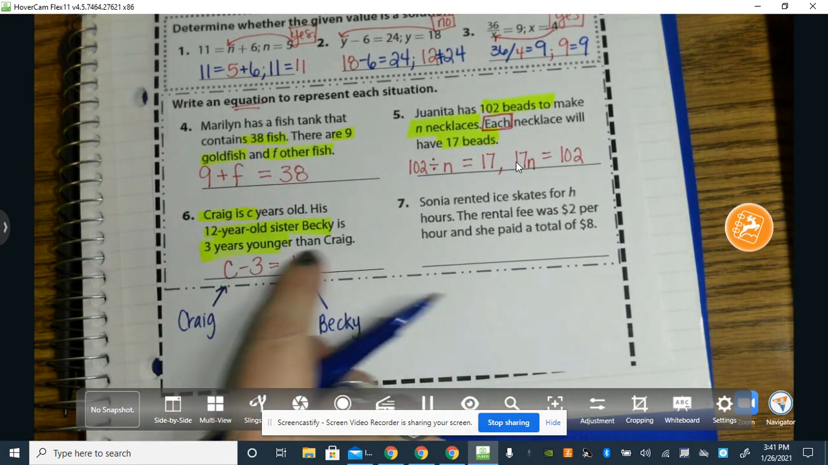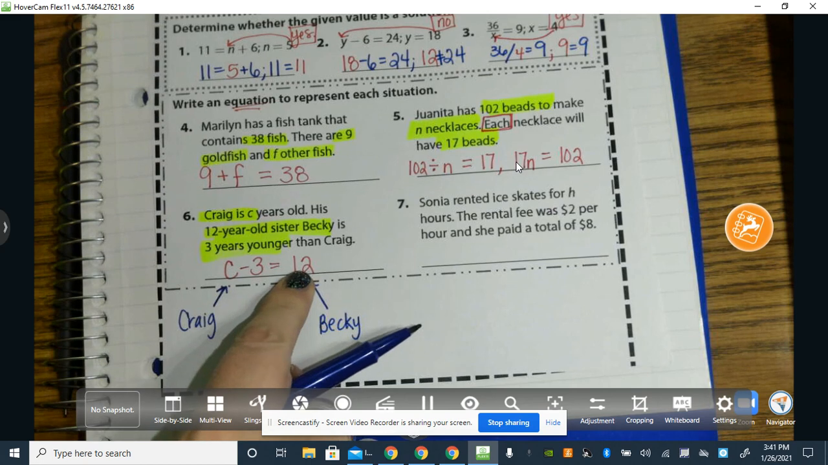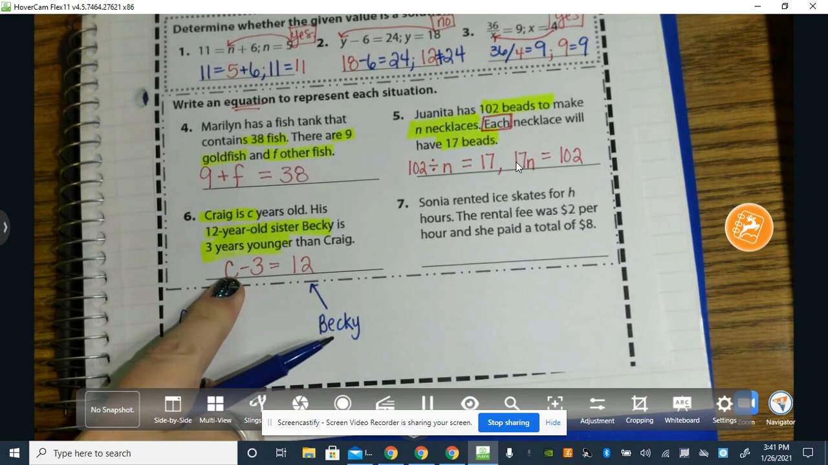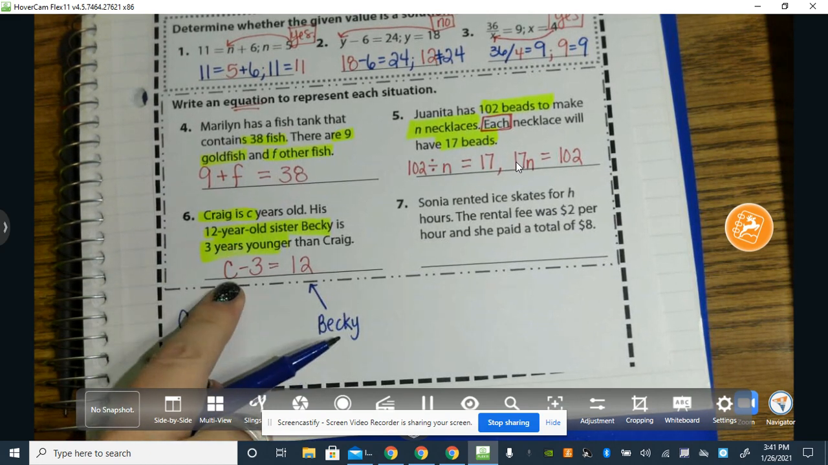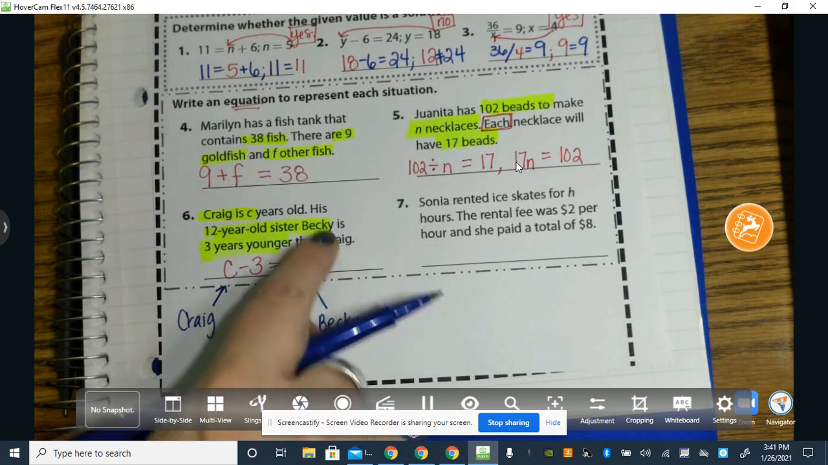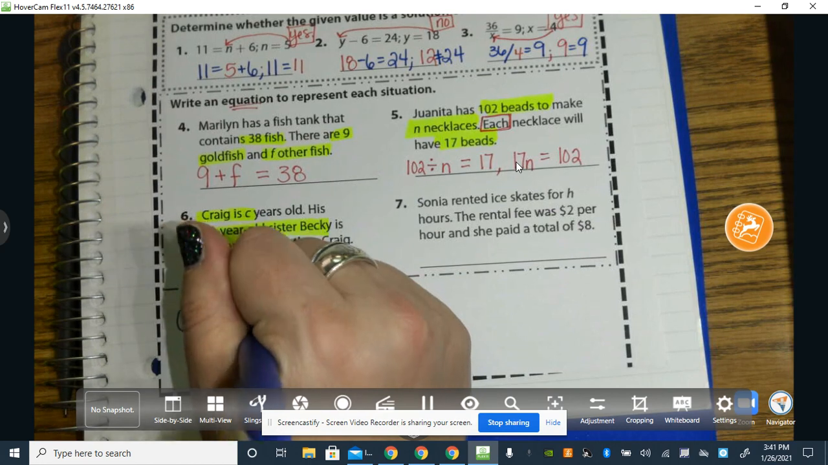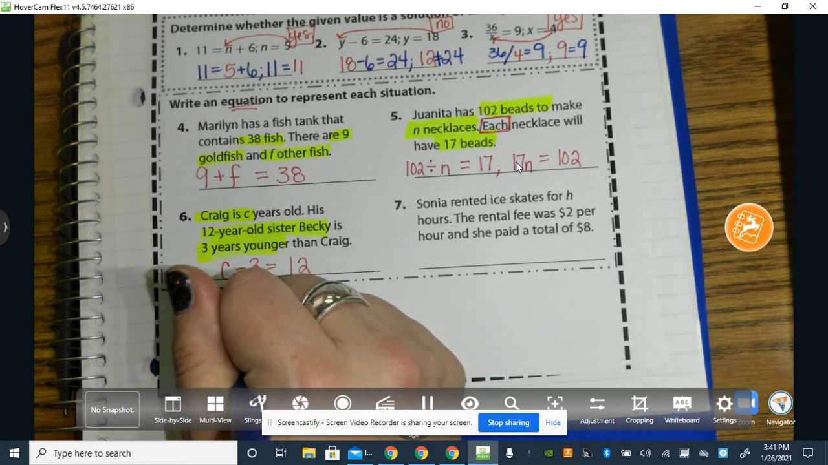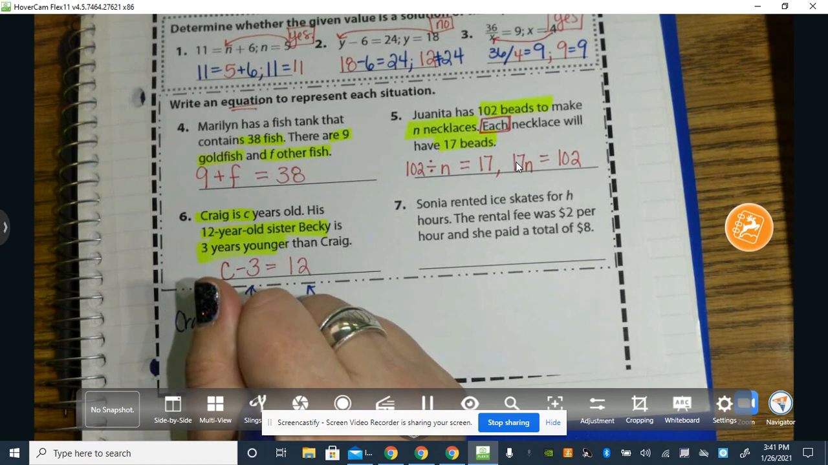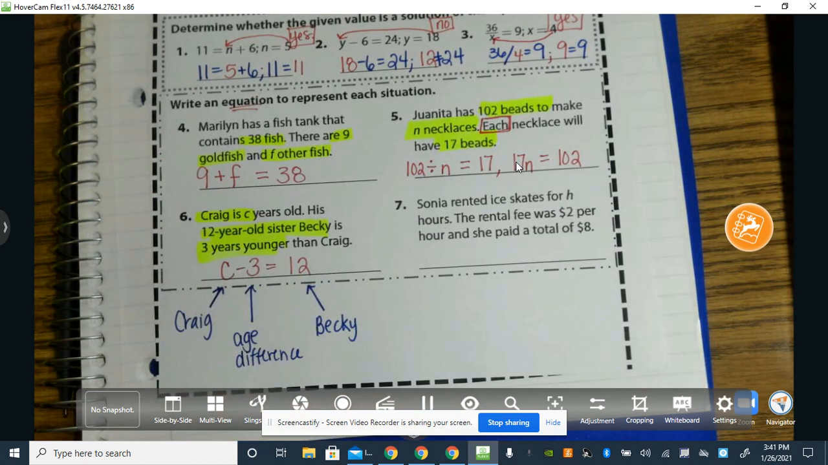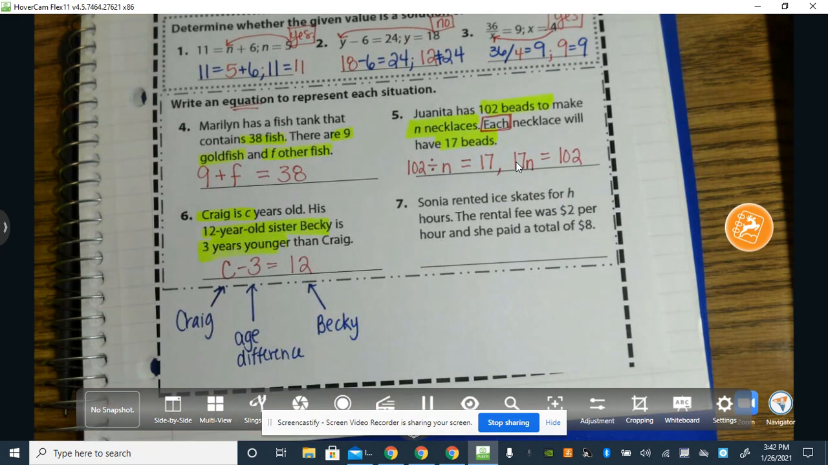And remember that will change. This answer will change because the variable will change. Craig doesn't stay the same age forever. Craig gets older. So when Becky is 13, Craig would be what? We can figure that out with this. And this 3 represents the age difference. Okay, so do you see how I took this problem, I wrote it out, and then each part represents a certain piece of this question.